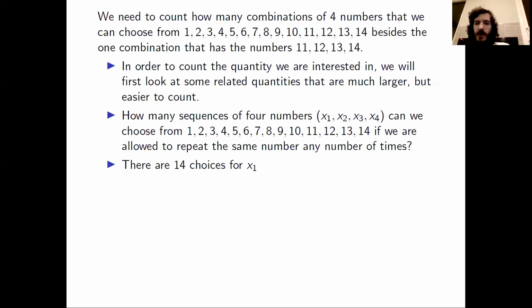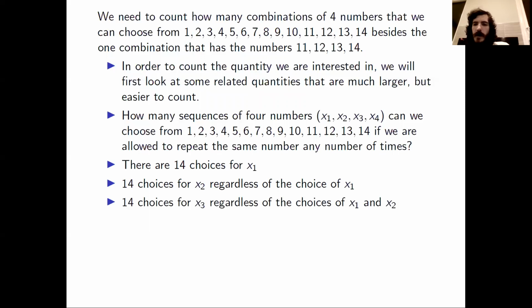We have 14 choices for x1 because we can use any number 1, 2, 3 up to 14. We have the same number of choices for x2 because the choice of x1 has no effect on the choice of x2. There are 14 choices for x2, all the numbers 1, 2 up to 14. It's the same thing for x3. There are also 14 choices for x3.